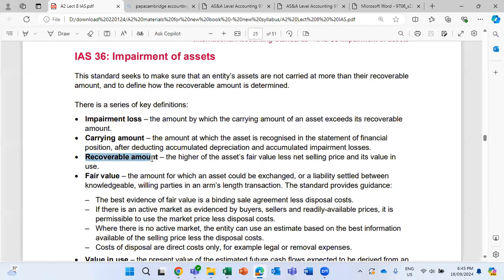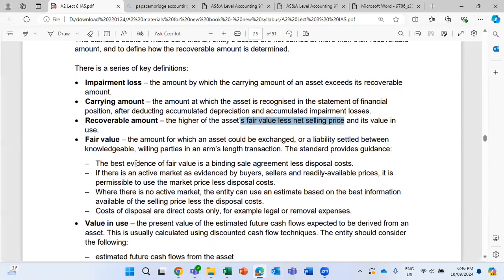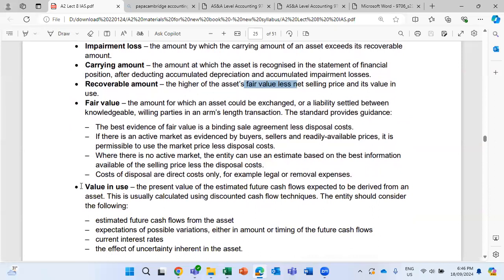Okay, recoverable amount. What is recoverable amount? It is the higher, I repeat, higher between the value in use and fair value less cost to sell. Fair value is the amount for which an asset could be exchanged. You can take it as the selling price of the asset. But what we need to capture here is the fair value less any cost to sell. Now value in use is the present value of the estimated future cash flow.